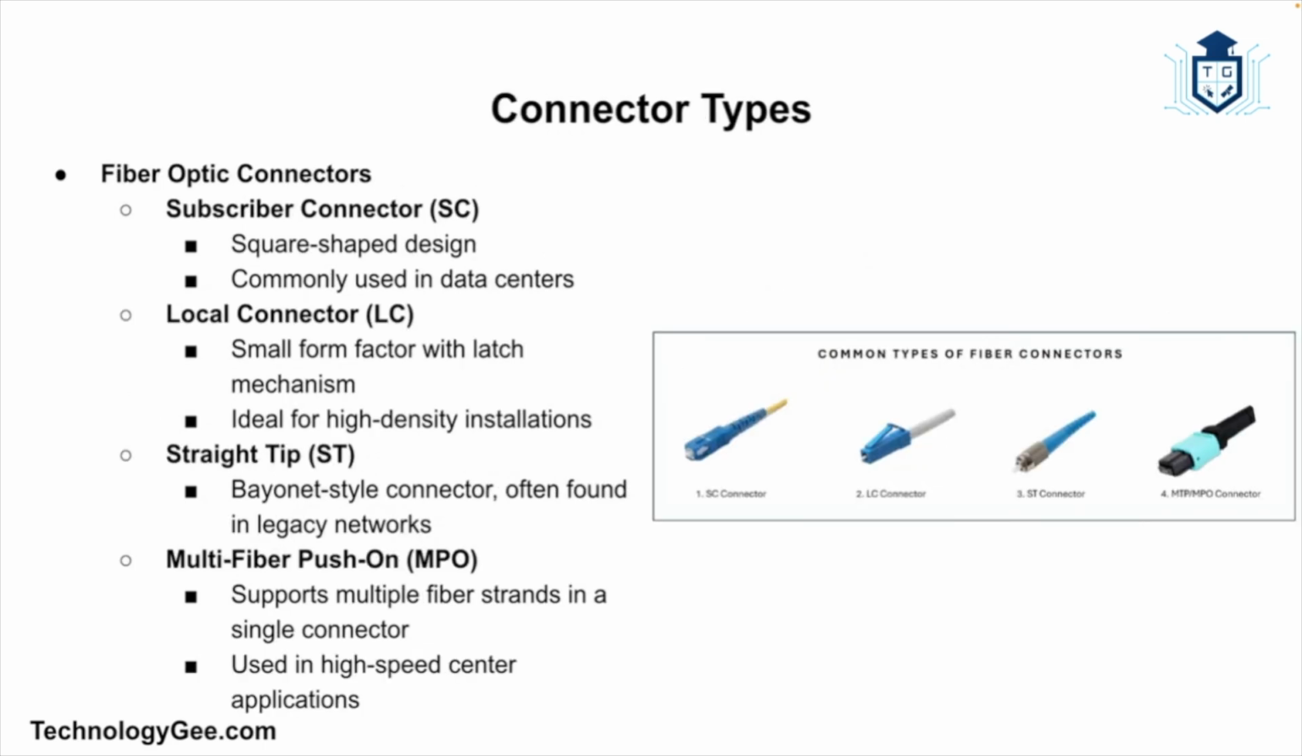All right, so let's move on to talk about some common connector types, and we have fiber optic connectors. The first one is called the SC connector, or subscriber connector, and this features a square-shaped design and is commonly used in data centers. Then you have the LC, or local connector, a smaller connector with a latch mechanism that is ideal for high-density installations. Then you have the ST, or straight tip, a bayonet-style connector that is often used in legacy networks. And then we have the MPO, or multi-fiber push-on, which supports multiple fiber strands in a single connector and is commonly used in high-speed data centers.